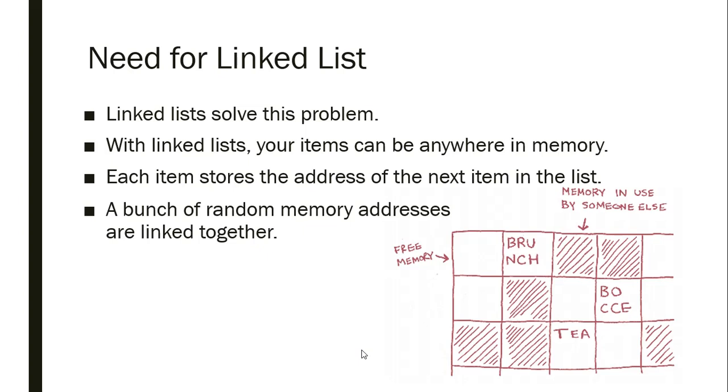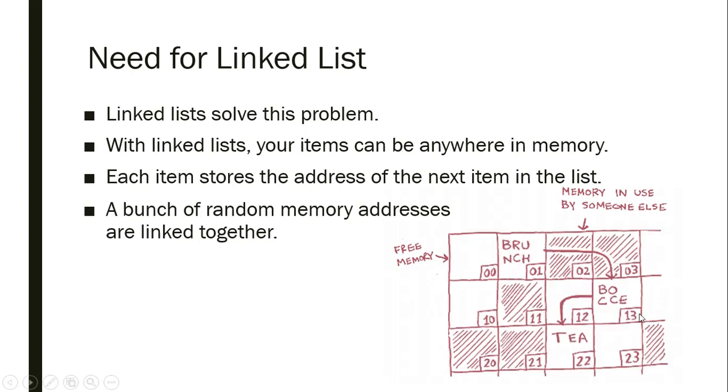In linked list, this problem is going to be solved, because with linked list, just look at the picture. Brunch is stored here, Bocce is stored here, T is stored here. These are located in a scattered manner in memory. Each item stores the address of the next item in the list, and a bunch of random memory addresses are linked together just like this.